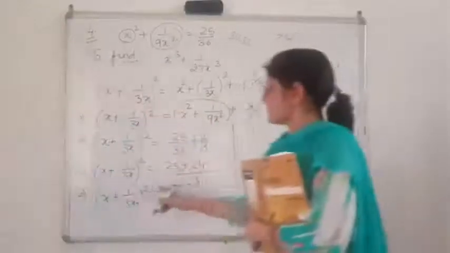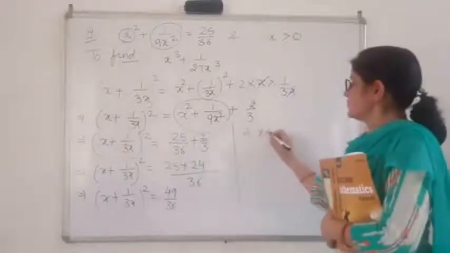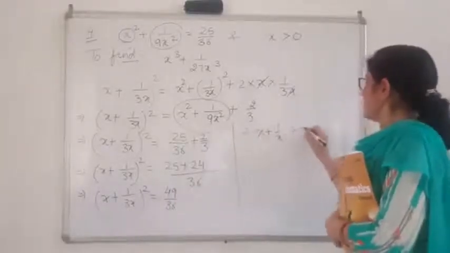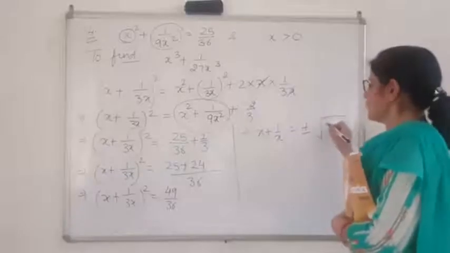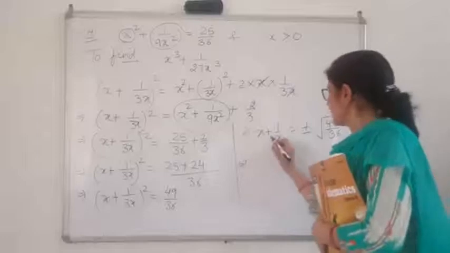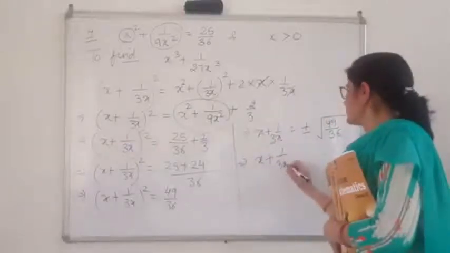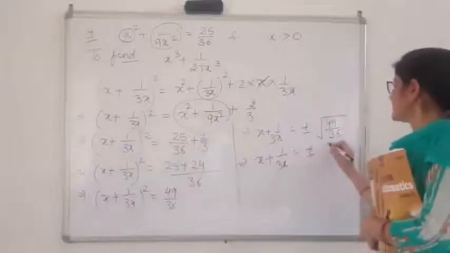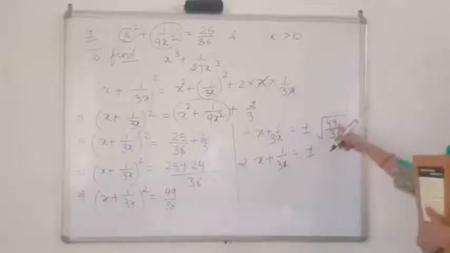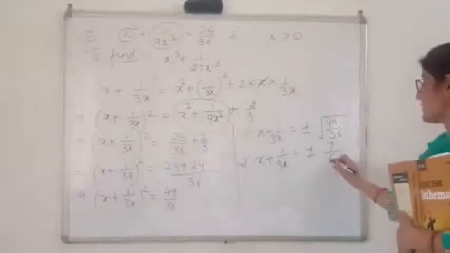Now this square will move to this side and it will come as a square root: plus minus square root of 49 upon 36. So the value of x plus 1 upon 3x equals plus minus, 49 is the square of 7 and 36 is the square of 6.